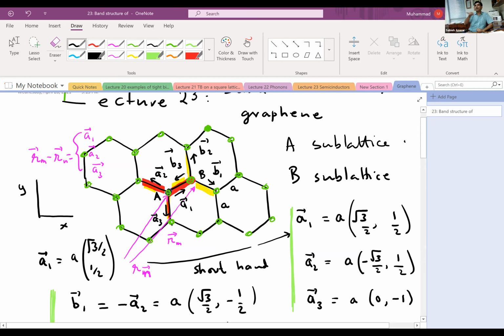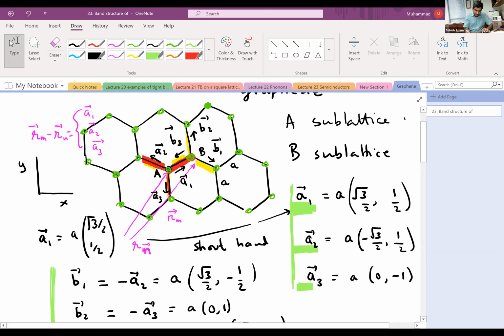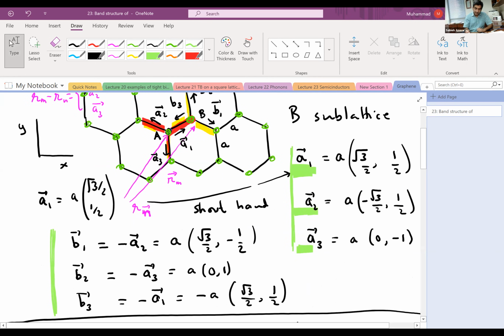So we define the environment of A because an electron on atom A can hop to an orbital on atom B, and we need to find out what routes it can take. So we define three vectors, A1, A2, and A3, and these are shown over here, these position vectors. Likewise, atom B has three neighboring vectors for atoms of the kind A, and these vectors are B1, B2, and B3. And they happen to be inverses of any one of the A's.